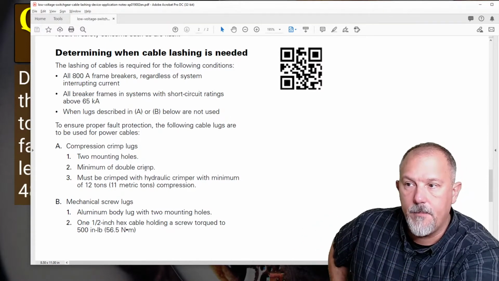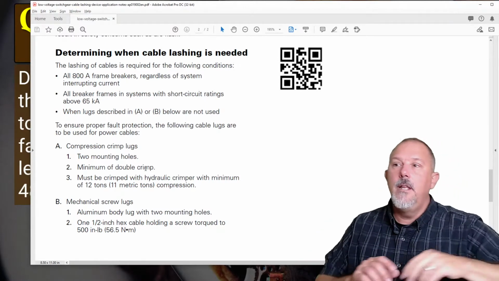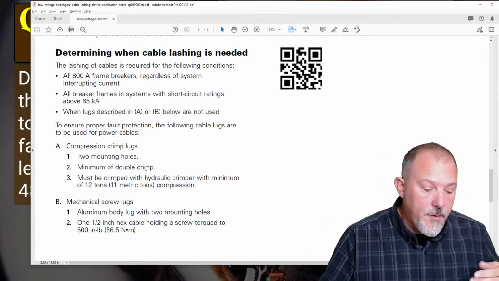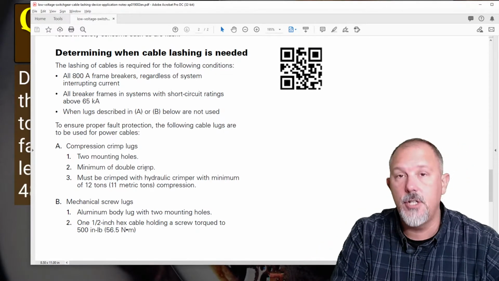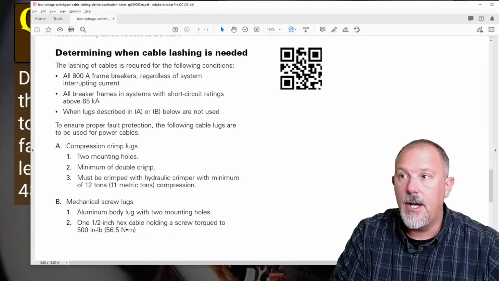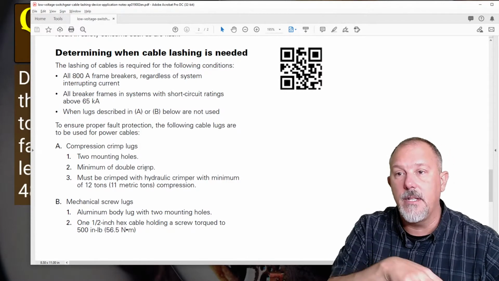A is compression crimp lugs, or B is mechanical screw lugs. And they talk about the sizes. Now, I'm sure that if you asked for lashing for your application, you can get that. I would follow the manufacturer's instructions on the installation of those.